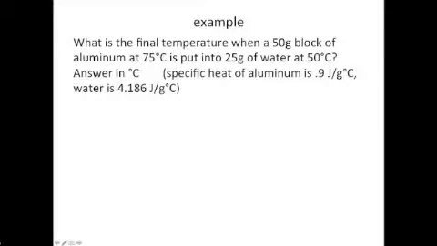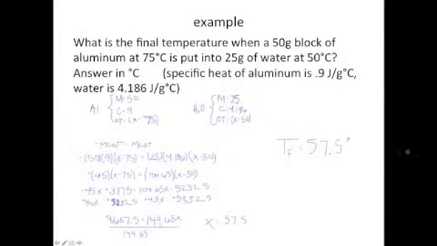Okay, so here's an example. It says, what is the final temperature when a 50-gram block of aluminum at 75 degrees Celsius is put into 25 grams of water at 50 degrees Celsius? And then it gives us the specific heat of aluminum and water. And what I'm going to do is just go ahead and work out the equation, write everything down, and I'm just going to skip forward and then walk y'all through it.